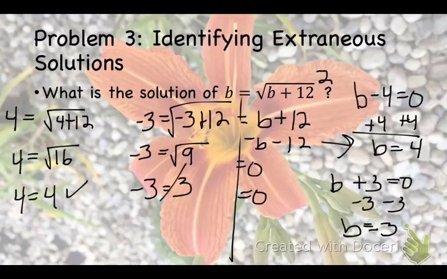So because these are not equal, negative 3 is not a solution. Okay? So what that means is negative 3 is an extraneous solution. It is an apparent solution to the problem, but does not actually satisfy the original equation.